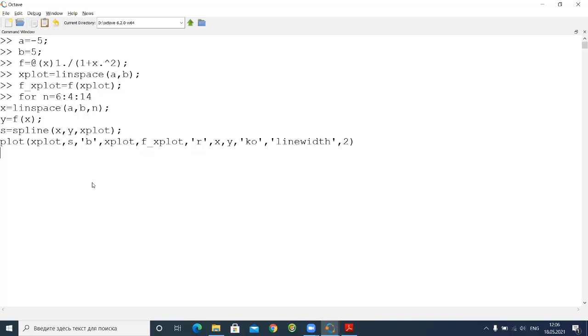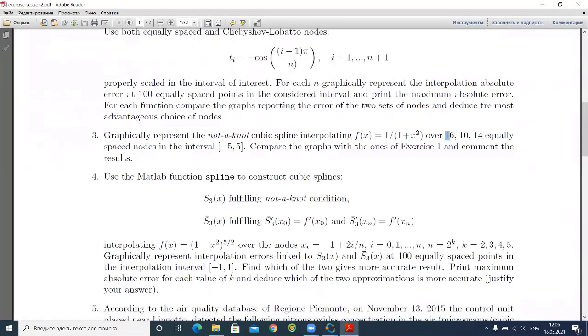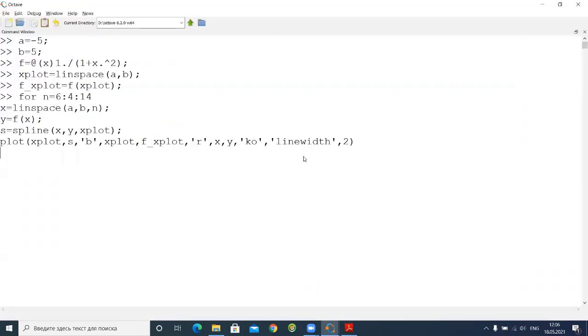Okay, now we need to find error also here. So how to find error? Using norm, uniform norm. In this case, infinity norm. Norm of s minus just f x plot. You can see we need to subtract the value of spline from the corresponding value of function. And here we have infinity norm. You can write second norm or first norm also. And close the loop, end.